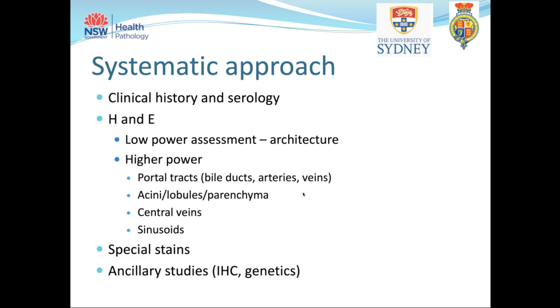So as I said, I have a very systematic approach to these livers, starting with clinical history and serology, then moving to the H&E, looking at low power at the architecture, then moving to high power to look at the portal tracts, the acini, the central veins, the sinusoids, and then of course the special stains and ancillary studies.